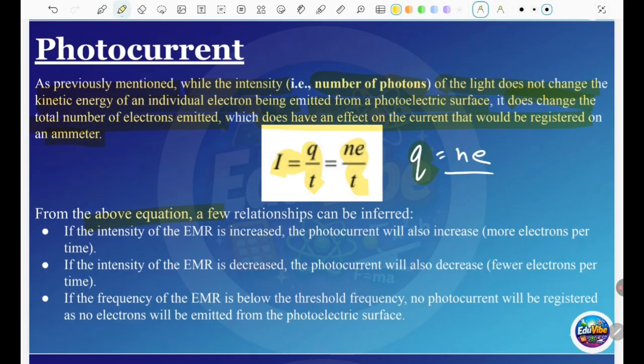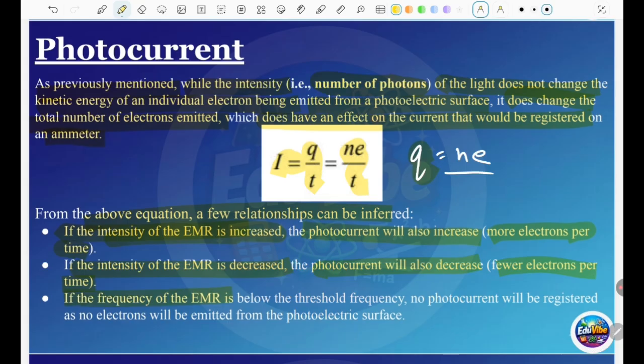A relationship can be inferred from here: if the intensity of the EMR, electromagnetic radiation, is increased, the photocurrent will also increase, which means we have more electrons per unit time. The photocurrent depends on the electrons. So if we have a higher intensity of EMR, the photocurrent will increase. If it decreases, the photocurrent will decrease and we have fewer electrons per unit time.